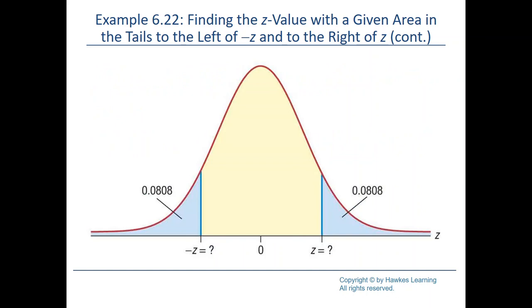So I'm going to take a peek at this one over here. This is the one I'm going to find first, because again, if I get this, this is going to be exactly the same thing, but with dropping the sign. Okay, so I'm going to look for a 0.0808 in my table.